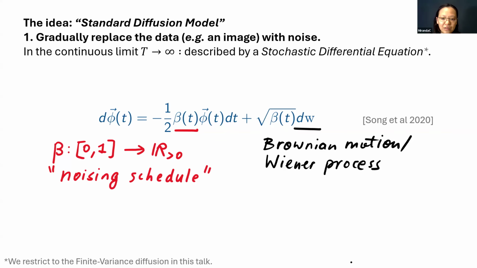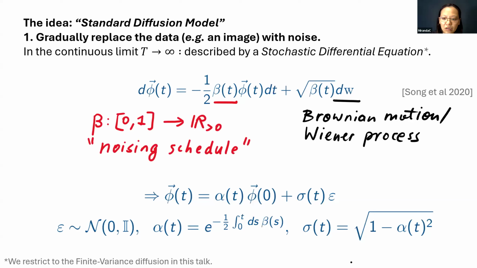Then what one has to specify is this beta, which is a function that takes values in the positive real numbers. This determines the speed with which you noise out the image, or the data, at that point in diffusion time. This is what we usually call the noising schedule in a standard diffusion model. Okay, so this equation can be simply integrated into this simple form.